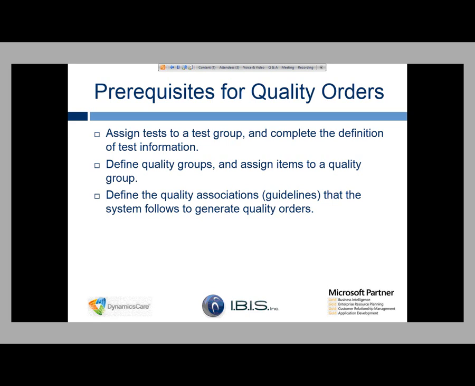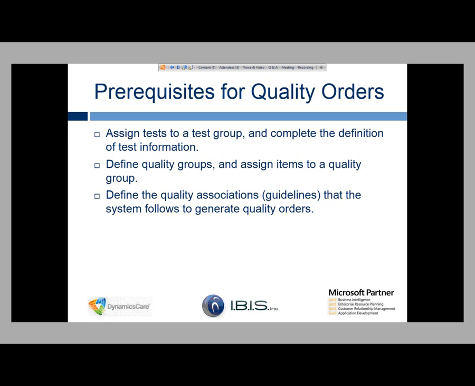We'll also define the quality associations or guidelines, and this is what AX is going to use to determine when a quality order needs to be created automatically and what types of guidelines it will follow through that quality process.